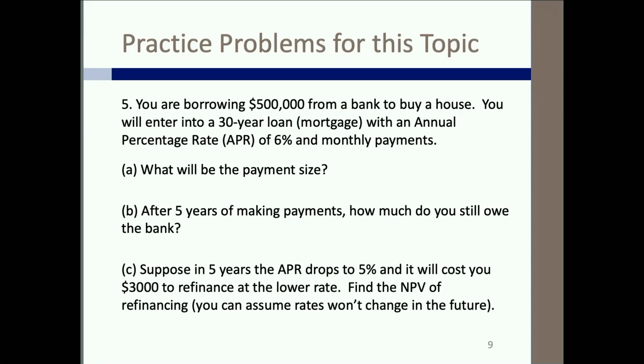Okay. C says, suppose in 5 years the APR drops to 5% and it will cost you $3,000 to refinance at the lower rate. Find the NPV of refinancing. You can assume rates won't change in the future. This is a very common real life example.